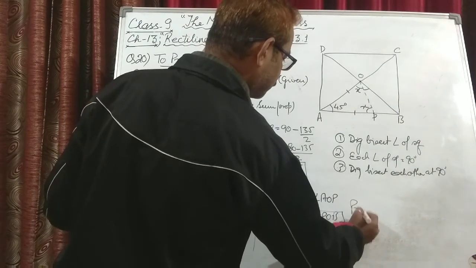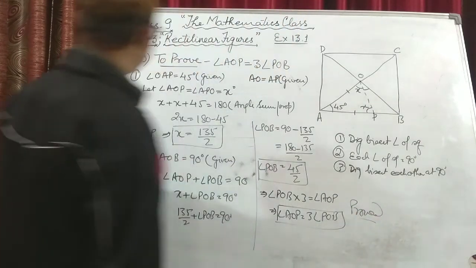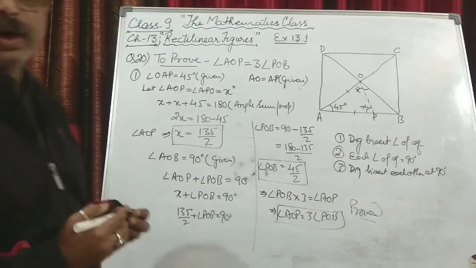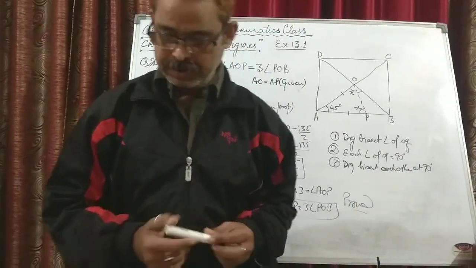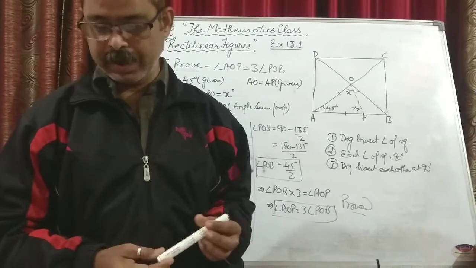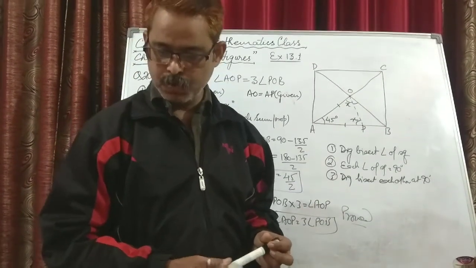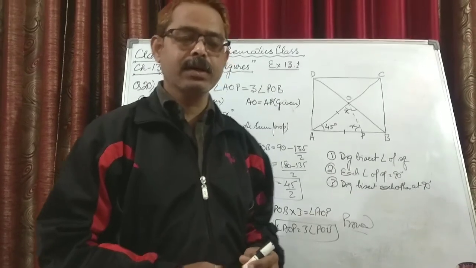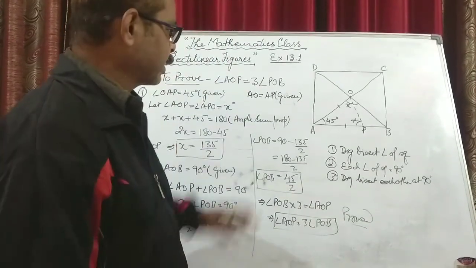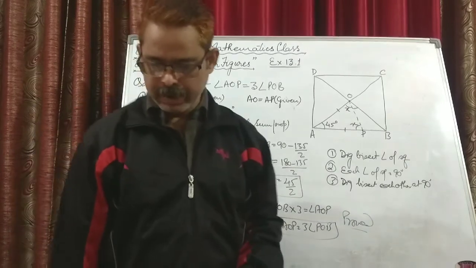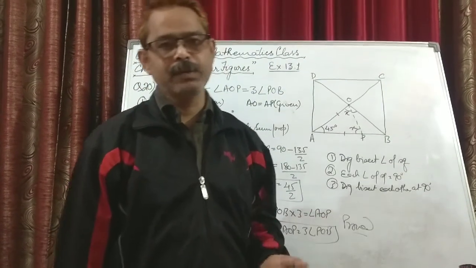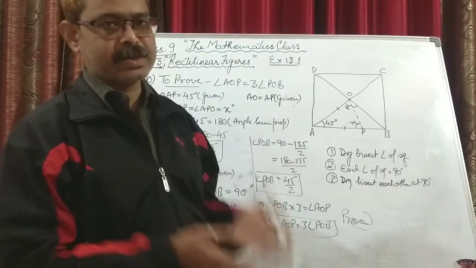So this is proved. Now question number 21, 22 and 23. 3 more questions are left. So I will be taking maybe the next 2 questions. 21 is already given in the book. In case you don't understand, then I'll be taking up that also. Otherwise 22 and 23 will be taken up in the next class.